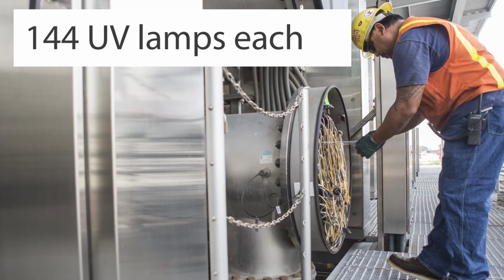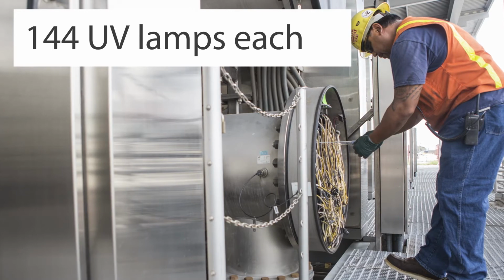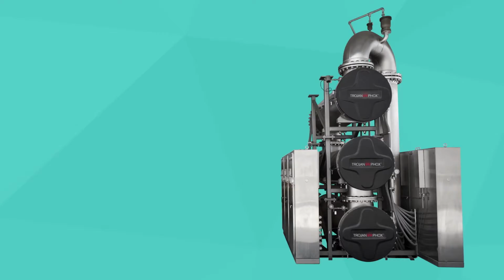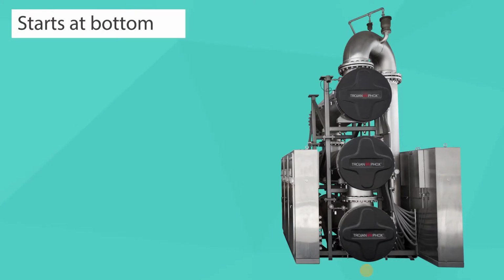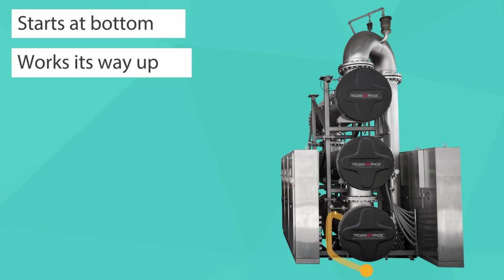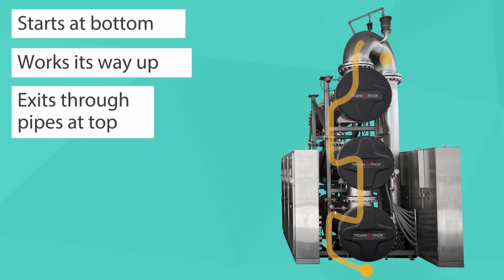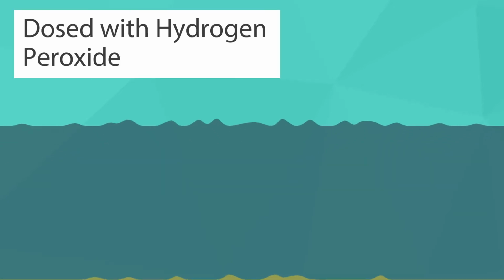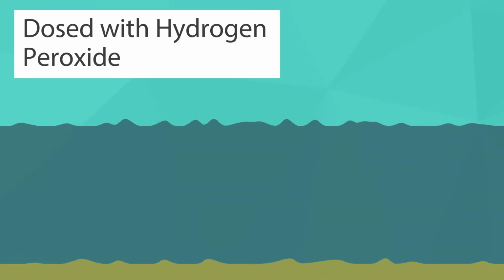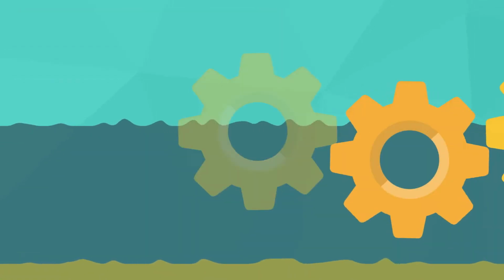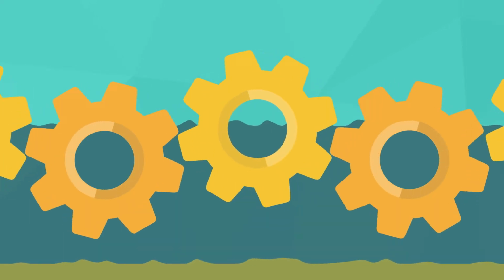The UV lights look like a tanning bed lamp, but they're much more intense. Water flows into the bottom chambers, then works its way up through each set of lamps, and finally exits through an outlet pipe at the top of the structure. Before the water enters the first chamber, it is dosed with a small amount of hydrogen peroxide, which helps the oxidation process work efficiently on the widest range of contaminants.